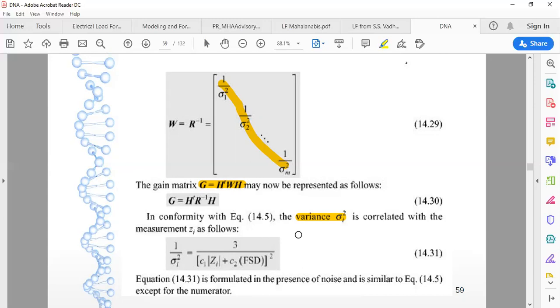So this is the formula for variance, which is 1 by sigma square. It is equal to 3 divided by the mode of C1 Zi plus C2 into FSD, whole square. See over here, what are C1 and C2? Both are constants. Zi is the value offered by that ith meter, and FSD is its full scale deflection.